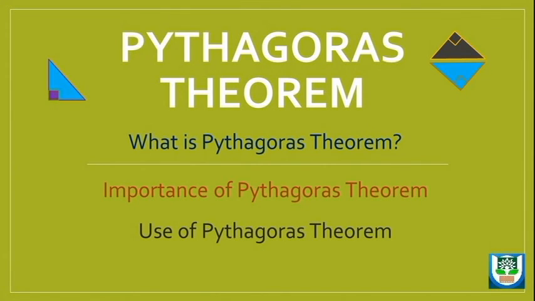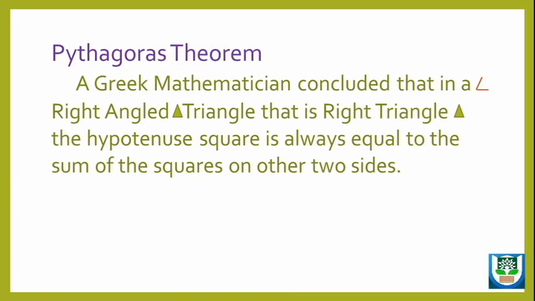Pythagoras theorem. What is the Pythagoras theorem? Importance of the Pythagoras theorem and the use of the Pythagoras theorem. A Greek mathematician concluded that in a right angle triangle, that is a right triangle, the hypotenuse square is always equal to the sum of the squares on the other two sides.